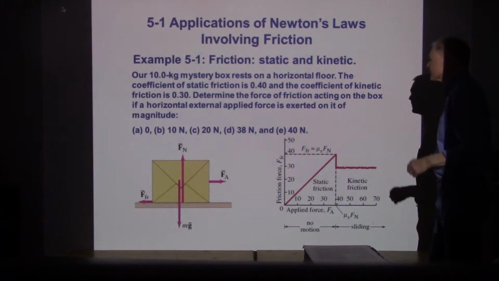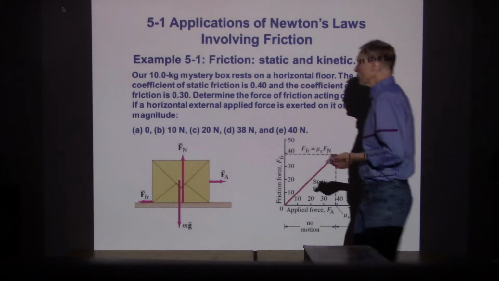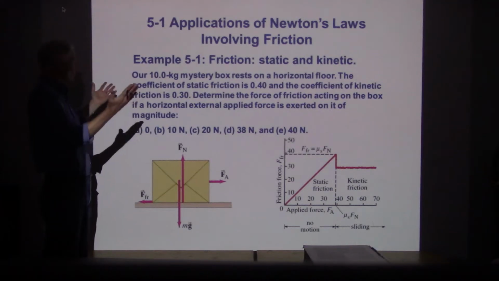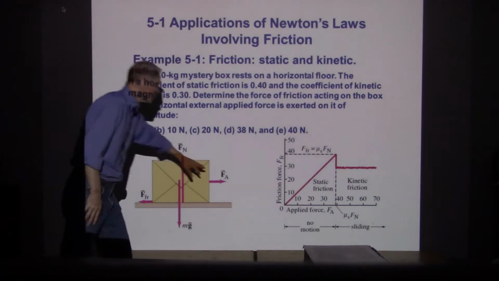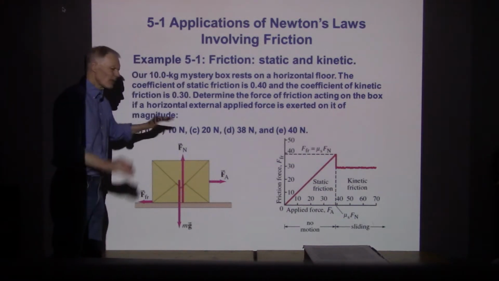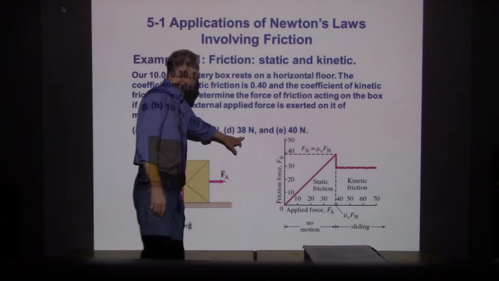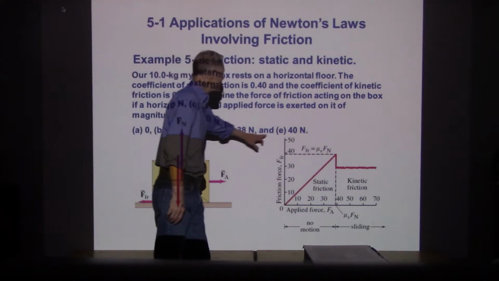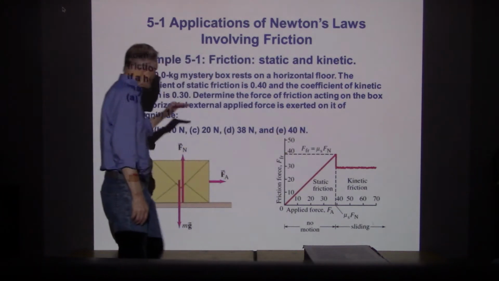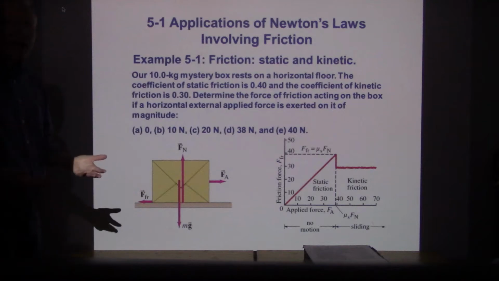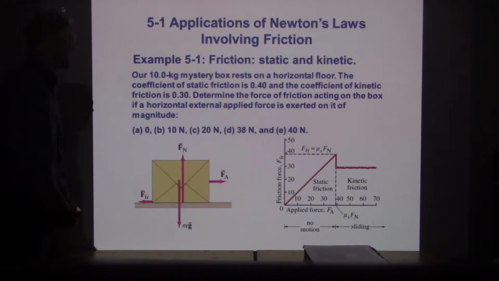Well, with this particular object, what they're saying is, what happens if we push with no force at all? What if FA is 0? What if I start pushing with 10 newtons? What if I push with 20? About 38 newtons. And what about 40? So they've picked some different forces that you can push with, and then they're going to ask what's going to happen in terms of friction.